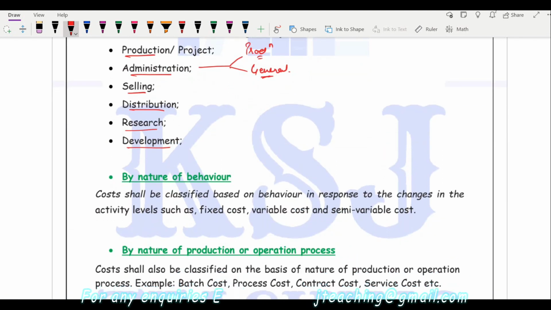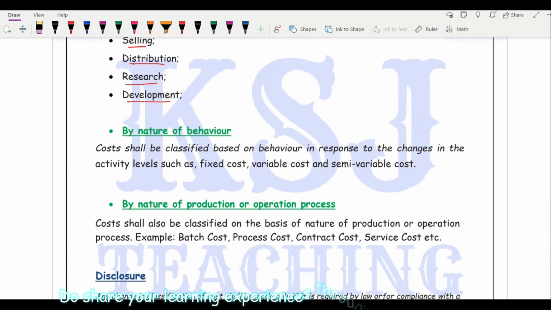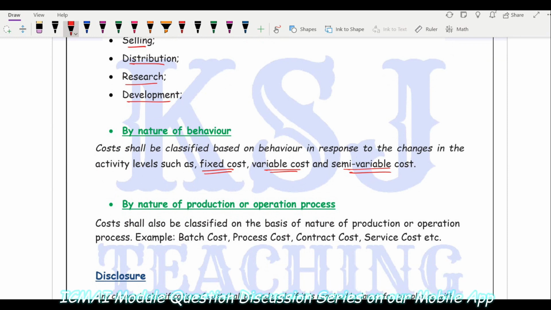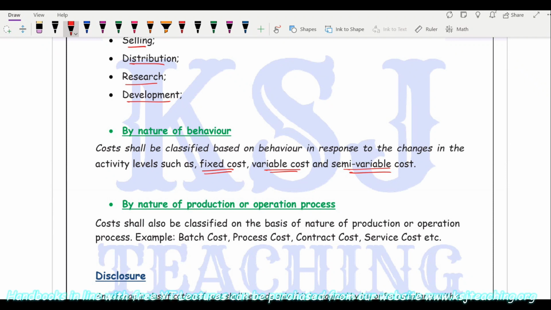After that, by the nature of behavior, behavior means whether it is a fixed cost, a variable cost or a semi-variable cost. The fixed cost is the one which will not change with the change in the level of activity. Variable cost will change with the level of activity. Semi-variable cost will be fixed to some extent, and after that, it will be variable. So according to the behavior of it, whether that cost is changing or not, we can classify it.